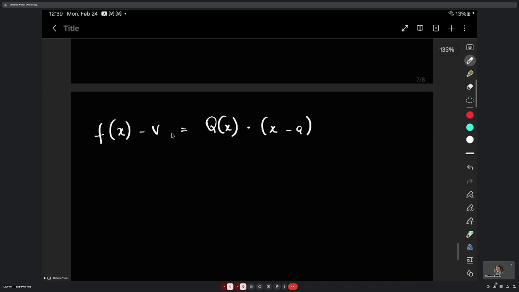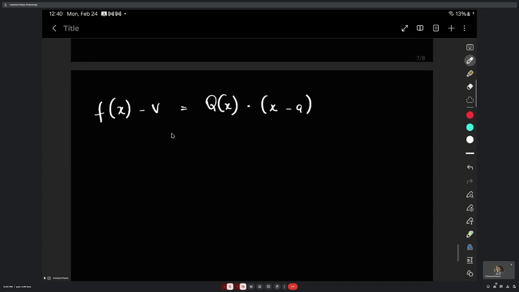Basically, we know this is the univariate case, right? And in this univariate case, when we subtract the polynomial by v, a automatically becomes a factor of f of x minus v. Yes. When we are now dealing with multiple variables, right?